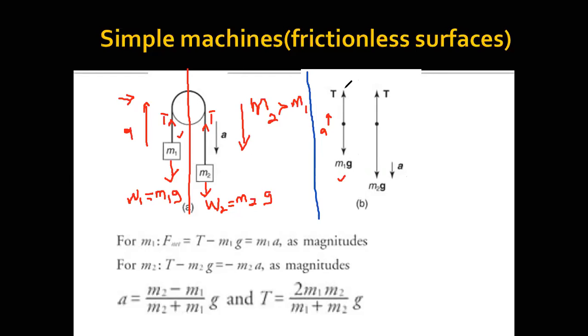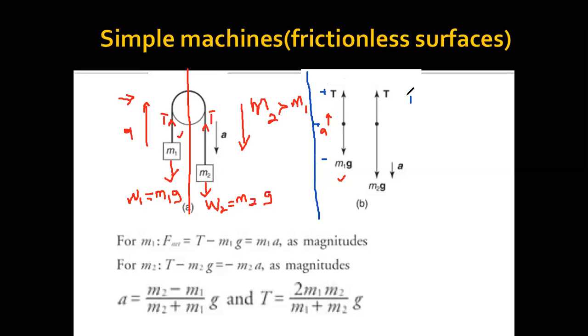we are going to have the forces there will be what? You see, because T is going up, it will be positive, okay? m1g is going down, so that will be negative, right? And then acceleration will also be what? Positive, okay? So let's write the equation for that system.